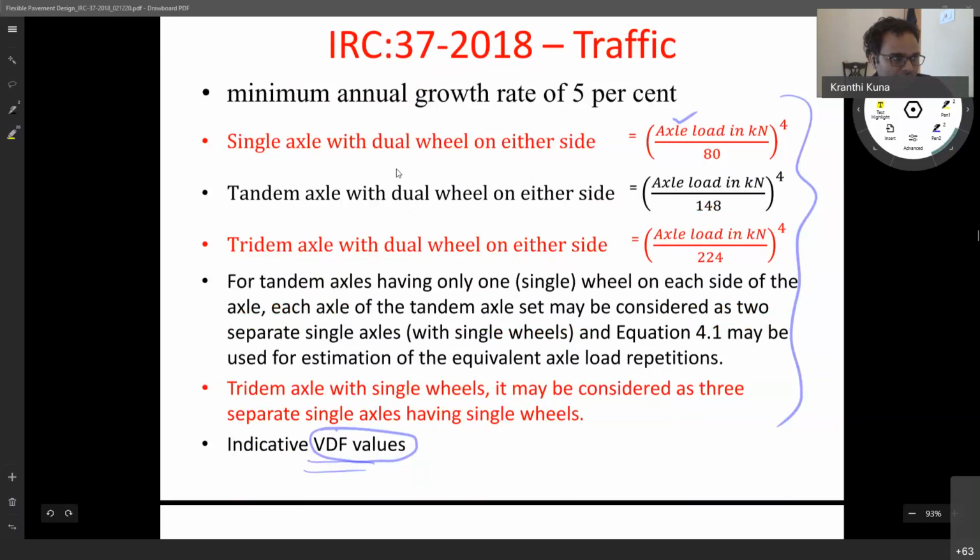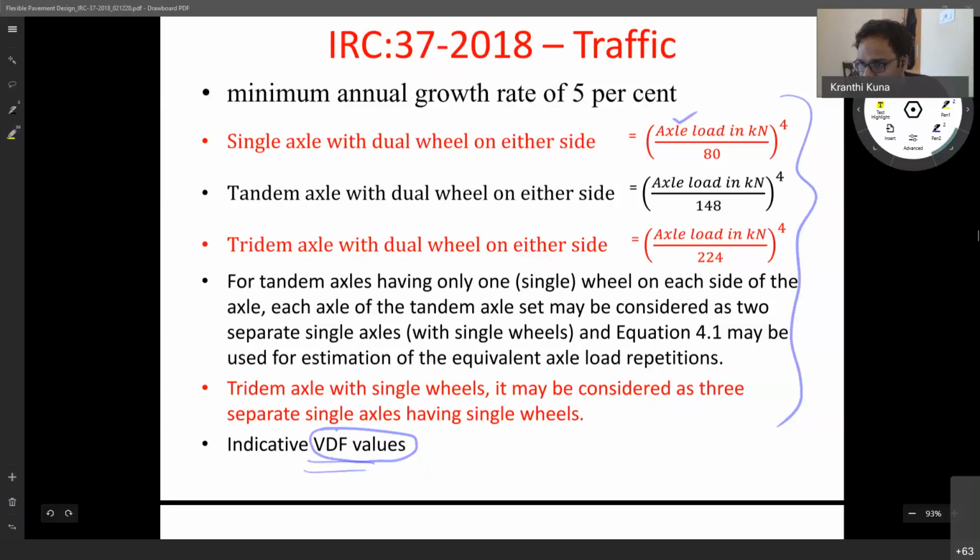If you are using a tandem axle, you take the axle load in kilonewton, whatever the axle load group. If it is an 80 kilonewton axle load group, you divide it by 148 so that you get an axle load factor, and you multiply it with that frequency, so that it will be converted into standard axle load. Similarly for tridem, this is the equation. I hope that is clear.